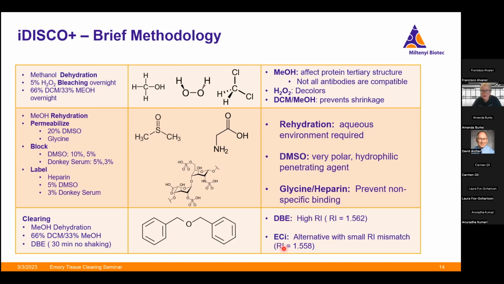Some people do like to clear in ECI to avoid DBE, but if you are doing this entire protocol, like we mentioned earlier, DCM is much nastier than DBE. So if you're already working under a hood, I always recommend to clear in DBE. Your samples will clear faster. It is a much more robust clearing. The ECI sometimes leaves this yellowish tint to the samples. So if you're already going through this process and working under a hood, clear in DBE, and then after the sample is cleared, transfer to ECI for your imaging session.